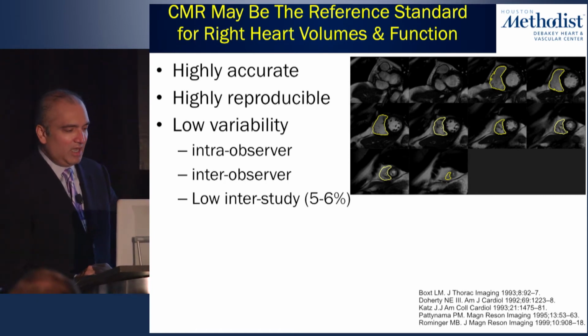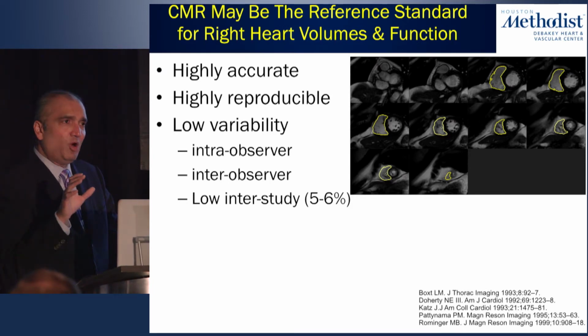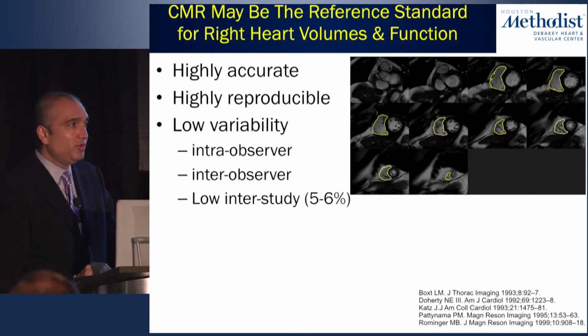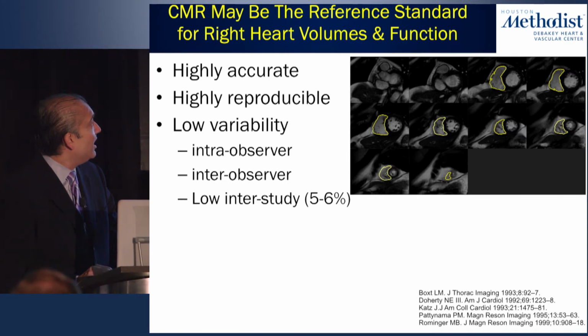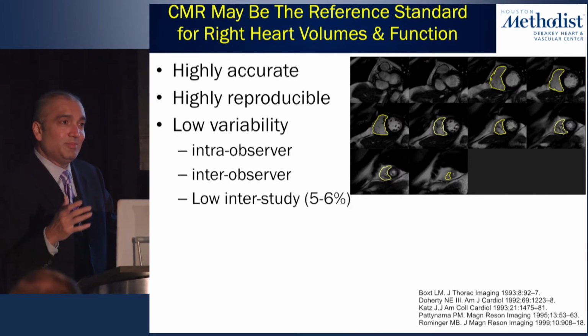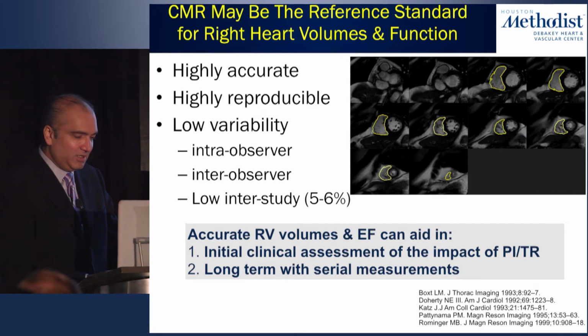And then obviously with all these fine trabeculations in the right ventricle, although we still have fairly good accuracy and reproducibility, there is a slightly higher variability. And in fact, the interstudy variability for the right ventricle is probably on the order of about 5 to 6% versus about 2 to 3% for the left ventricle. So there is a little bit more variability as would be expected.